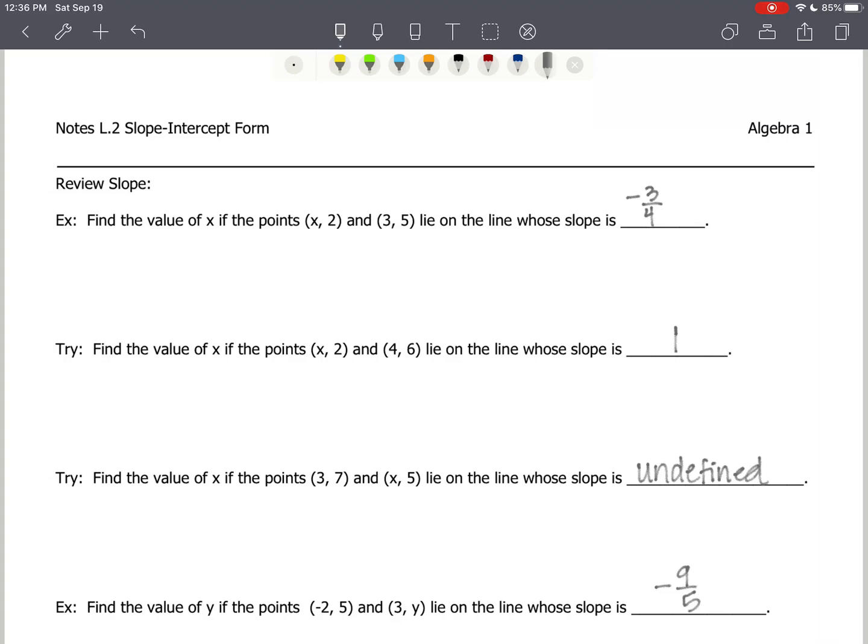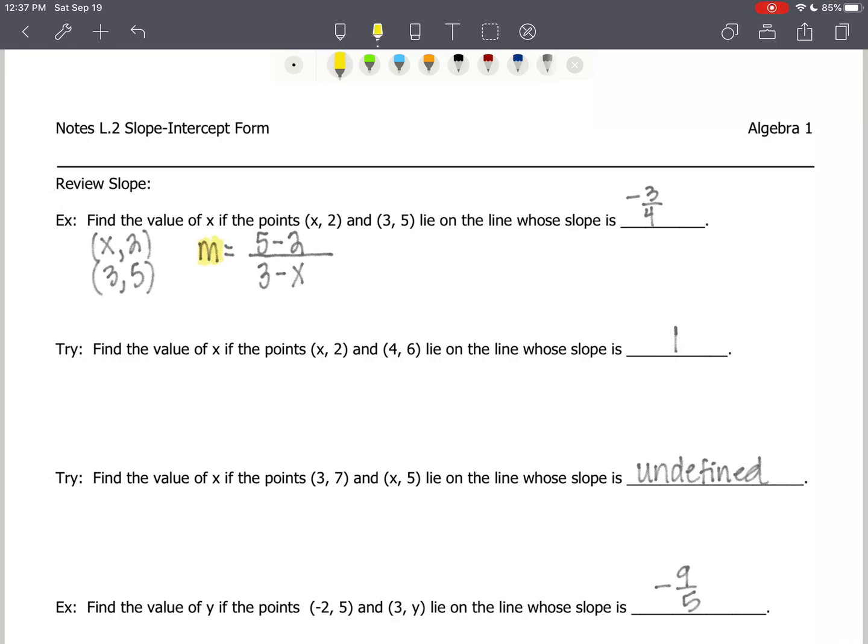So let's start with finding the value of x if the points (x, 2) and (3, 5) lie on the line whose slope is negative 3/4. The first thing I'm going to do is write my ordered pairs vertically so that my x's line up and my y's line up. And then I'm going to plug these values into my slope formula. So slope is equal to, I'll start with 5 minus 2, which means I'm going to start with 3 minus x in the denominator.